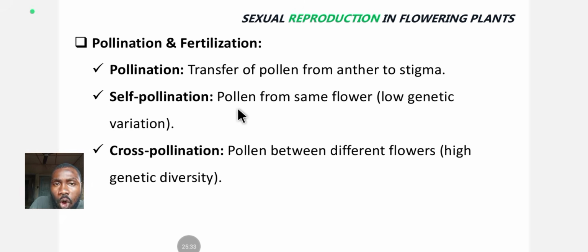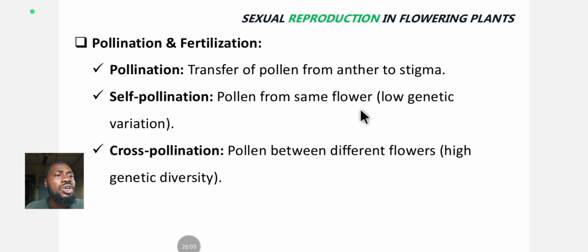What occurs in self-pollination? What transpires during self-pollination? Pollen grain from the same flower. That's the fact of self-pollination. Pollen grain is transferred from the anther of the same flower to the stigma of the same flower. So it occurs in one plant. Only one plant or one crop is involved.